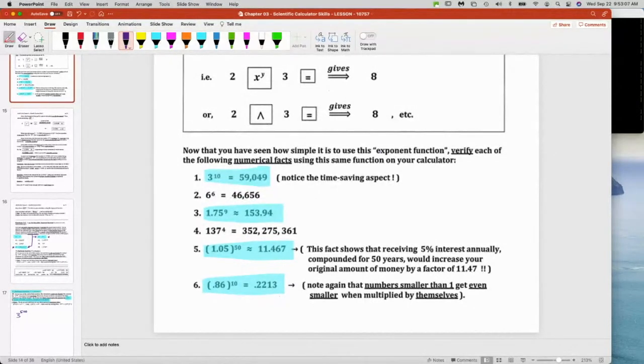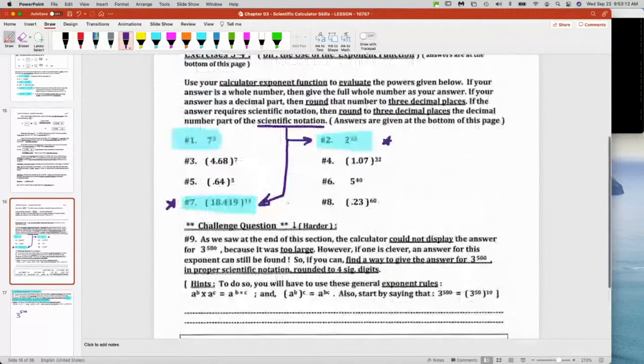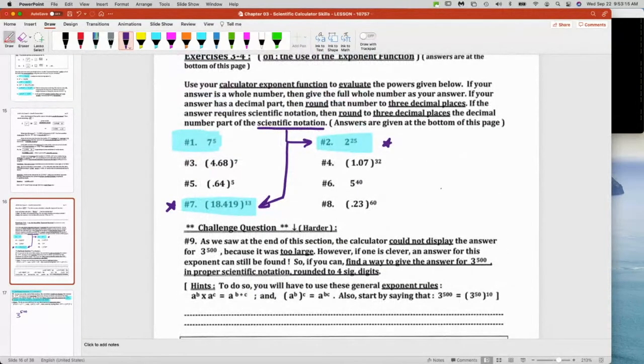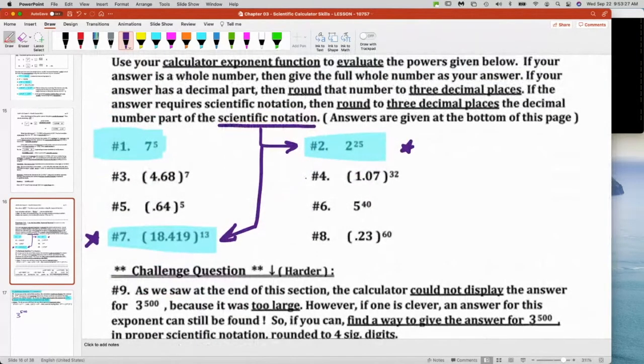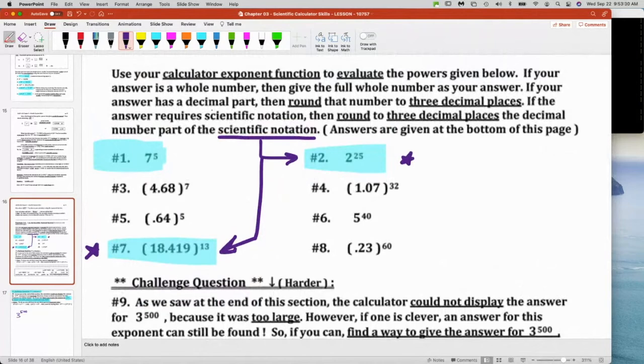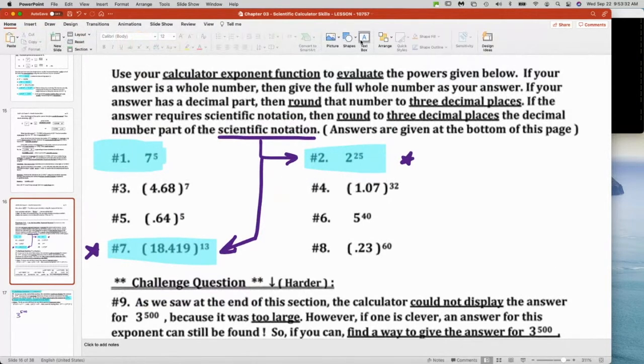Let's see here. Okay, here's some questions to go for. So I would like you to try question number 1 first. Okay, so first one here. What is 7 to the 5? Big number. 16,807. Perfect. I'll put a comma there. It's a big number.